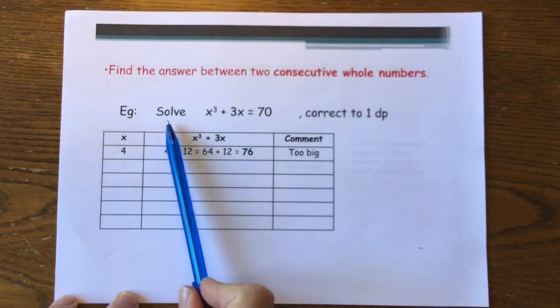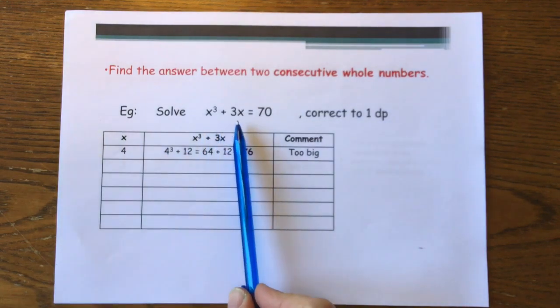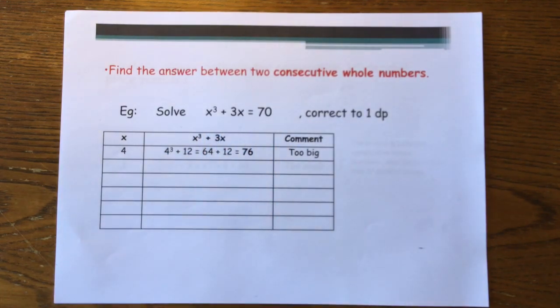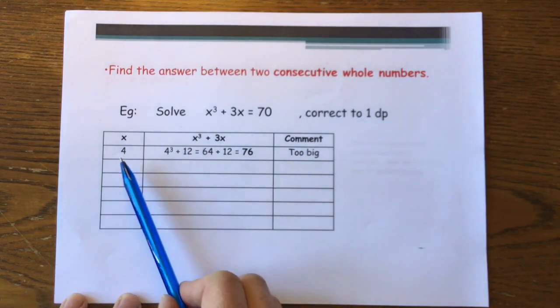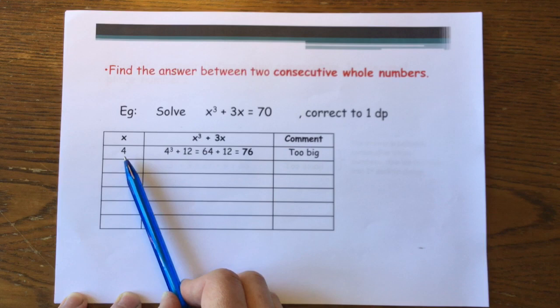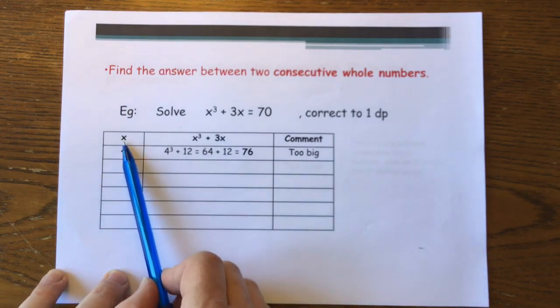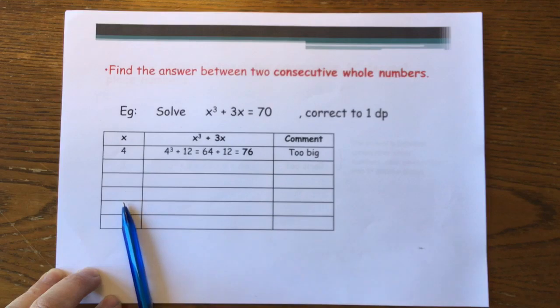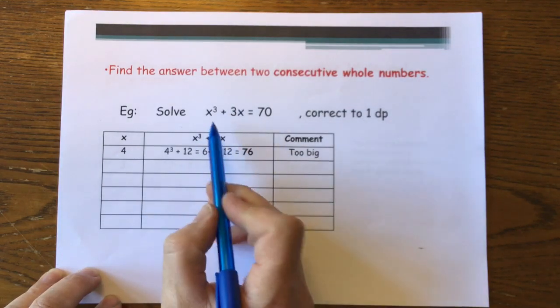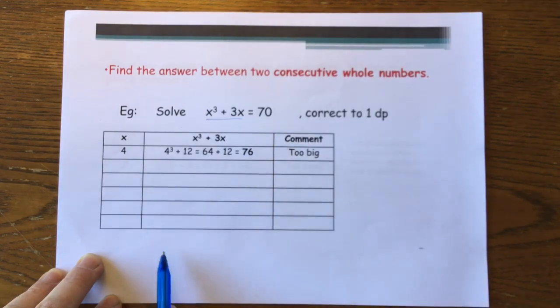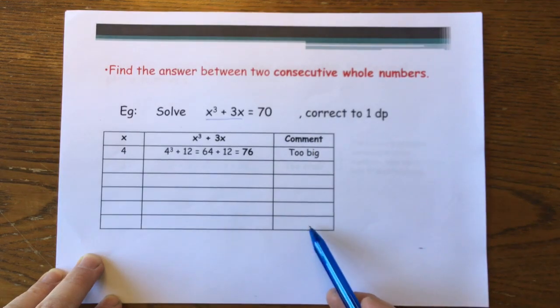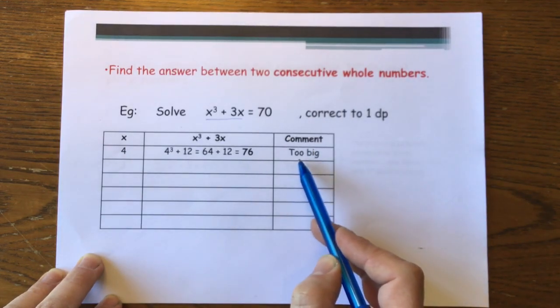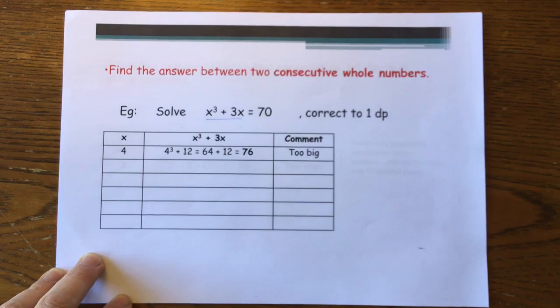So here we're asked to solve x cubed plus 3x equals 70. And that's not something I'm comfortable solving, really. It's not something we could do. So what we're going to do is we're going to guess an answer. And I've started by guessing an answer of 4. X is 4. And the way we set this out is we have a column for all our guesses for x. The left-hand side of this equation, the x cubed plus 3x, we have a column for that. And then we have a column for comment. And that comment is going to be either the answer's too big or the answer's too small.